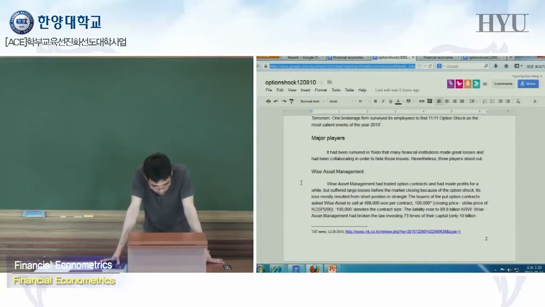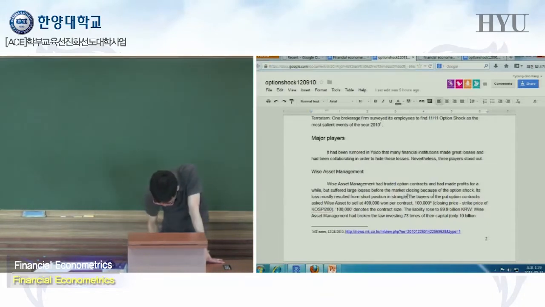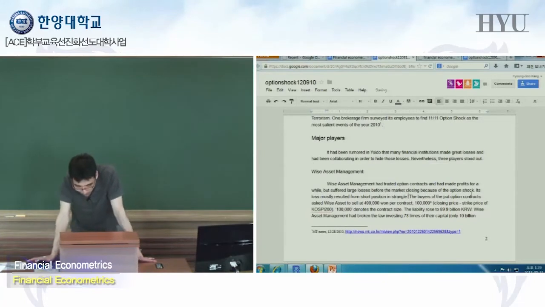The buyers of the strangle, sorry, I need a period here. Yes, strangle. The buyers of the put option contract asked YG to sell at 499,000 won per contract, which is 100,000 multiplied by the closing price and strike price of KOSPI 200. And here, 100,000 denotes the contract size.